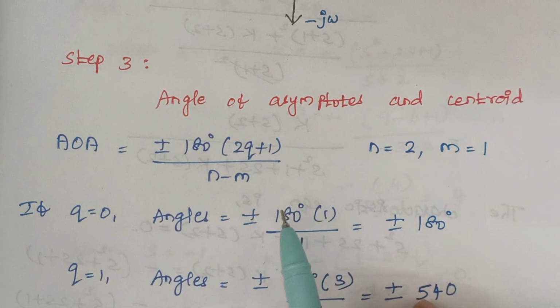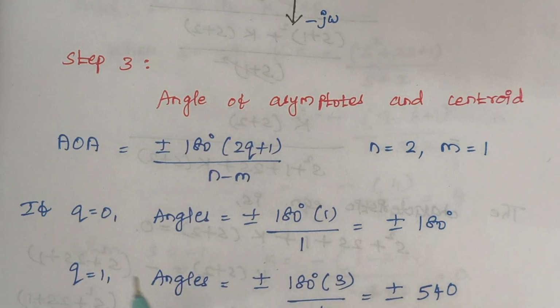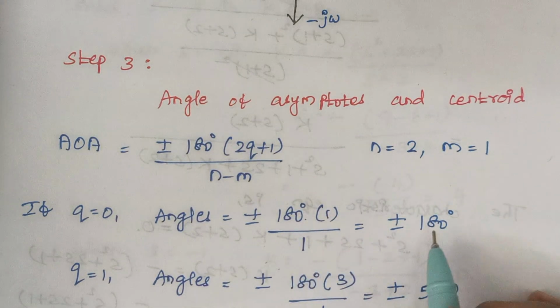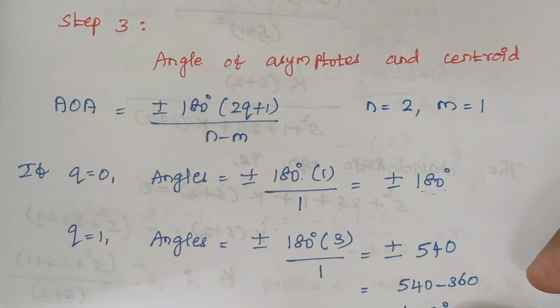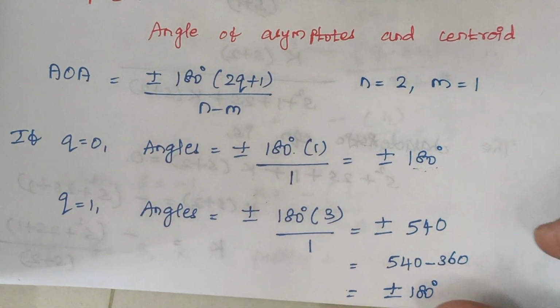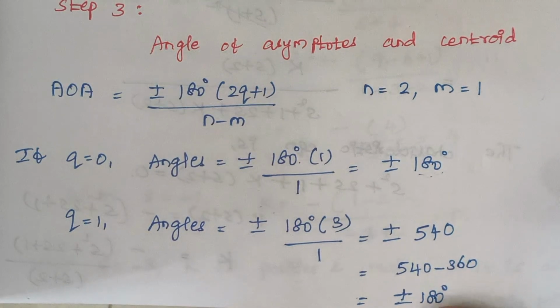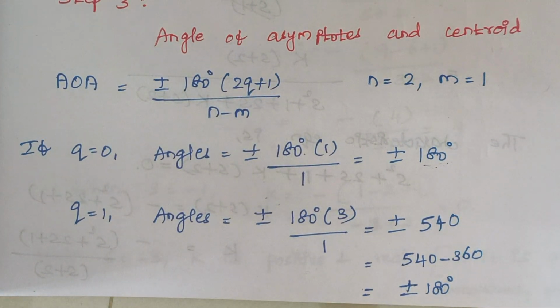So we can calculate for q equal to 0 and q equal to 1, that is enough. So first, when you substitute q equal to 0, what happens? 180 degree. So the final answer is 180 degree. And next one, when you substitute q equal to 1, the angle is plus or minus 540. Again, when you subtract 360 degree from 540, the value is plus or minus 180 degrees, right?